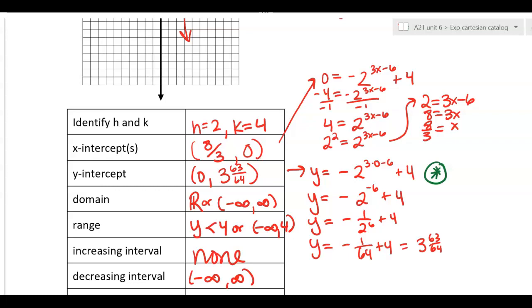Up here is the x-intercept. So to find an x-intercept, we set y equal to 0, and then we try to isolate x. So when x is stuck in the exponent, the first thing to do is to focus on isolating the power that contains the exponent, okay? So I subtracted 4, then I divided by negative 1, because remember that negative is not part of that power.